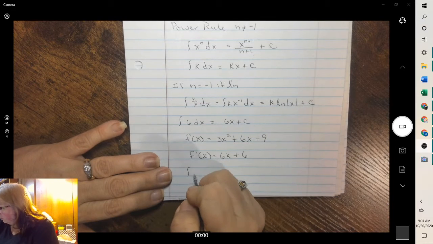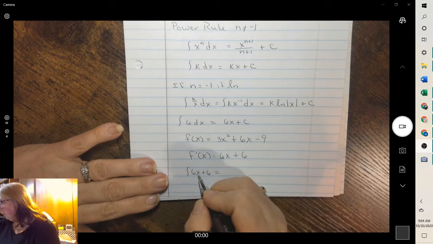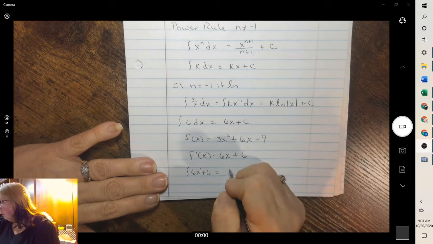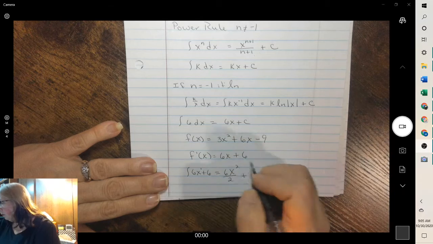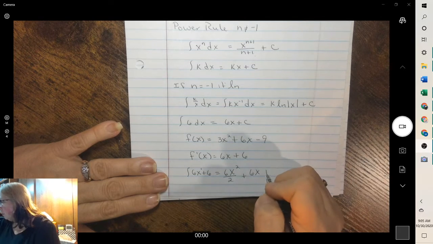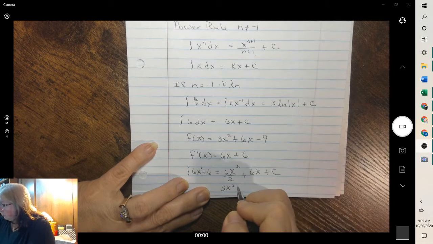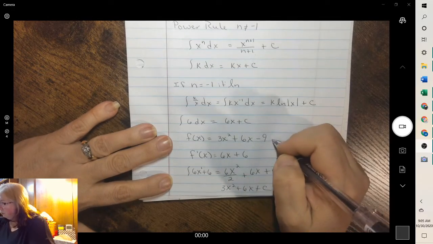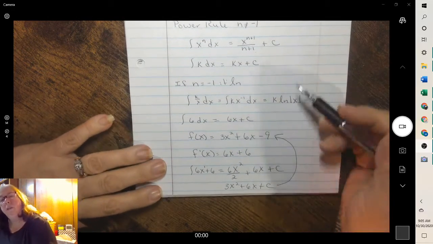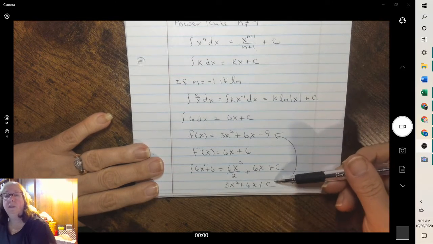If we take the integral of 6x plus 6, this one you add 1 and divide. So we have our 6x, 1 plus 1 is 2 over 2, plus a constant, becomes 6x squared over 2 plus 6x plus c. If we reduce this, 3x squared plus 6x plus c. Notice? The only thing is we need more information to find out what this value was, and that's why we put the constant.